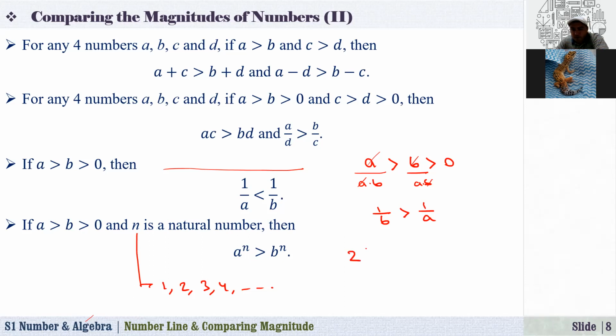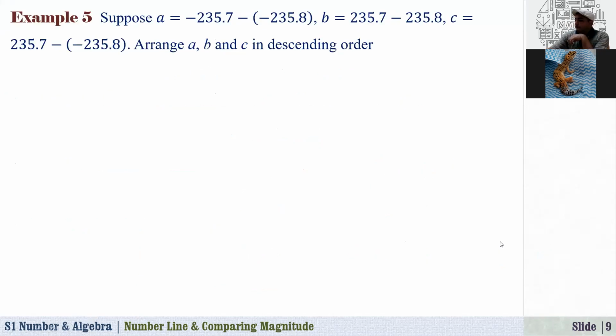Like, for example, 2 to the power of anything, for example, 3 is greater than 1 to the power of 3. Or 5 to the power of 20 is greater than, for example, 3 to the power of 20, because these bases are 5 is greater than 3. Okay.